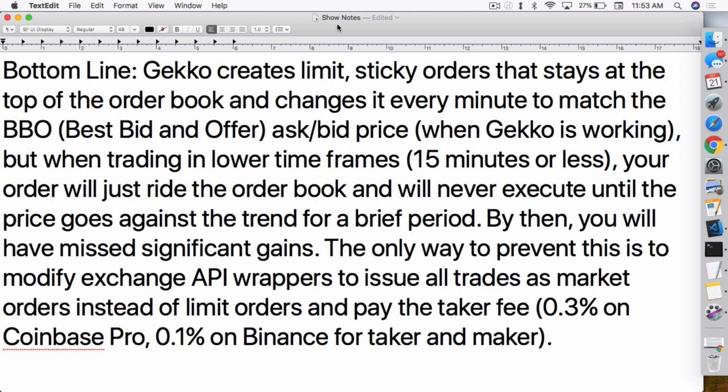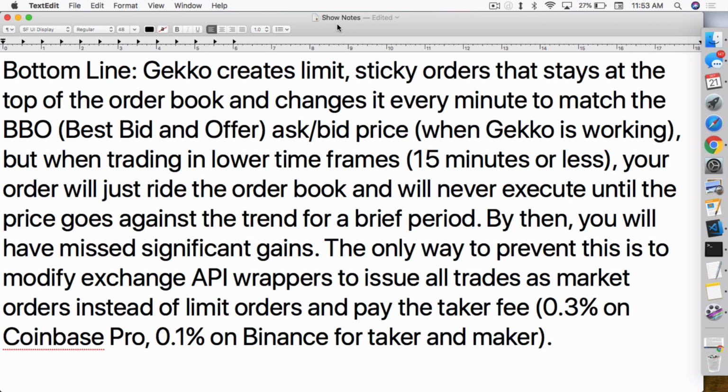The only way to prevent this is to modify exchange API wrappers to issue all trades as market orders instead of limit orders and pay the taker fee. So 0.3% on Coinbase Pro and 0.1% on Binance for taker and maker.